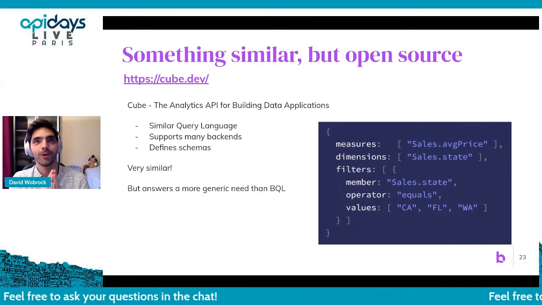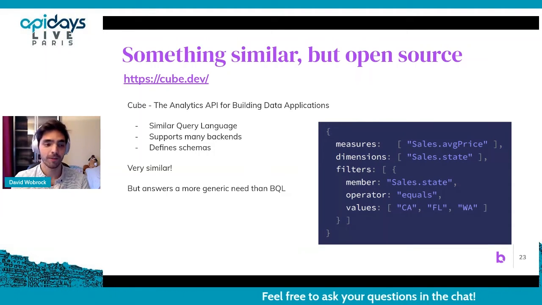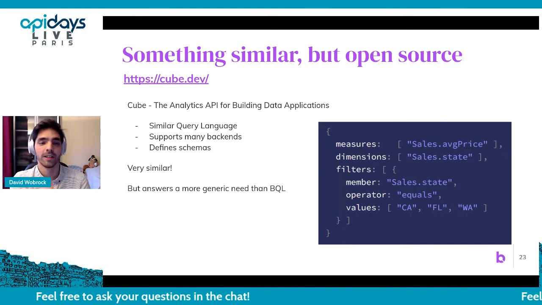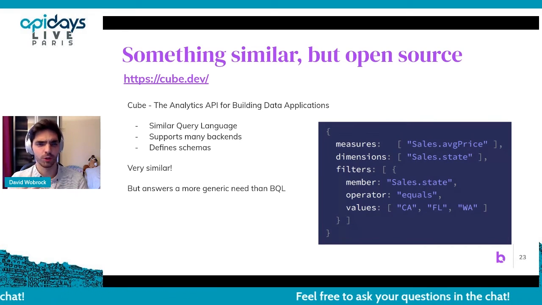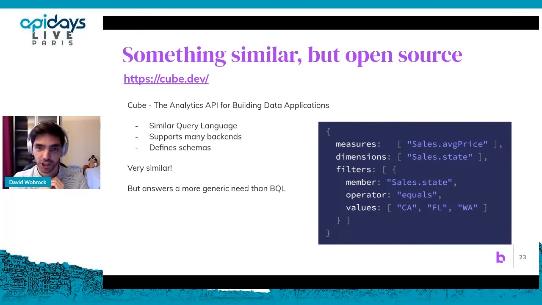When I go to a talk, I always want to end with something where I can go home and try it out myself. Today, unfortunately, BQL is proprietary, at least for now. But there's something very similar that exists, and which is open source, which is called Cube. Cube defines itself as the analytics API for building data applications. Basically, if you go to the website, you will see that they're pretty similar schemas as I just showed between the applications and the databases that you're going to query, and you have this interface in between them.